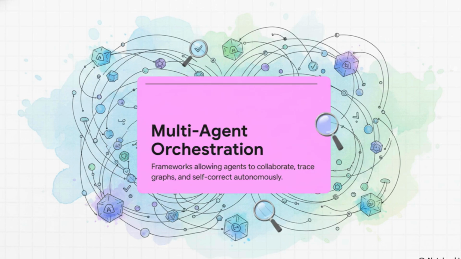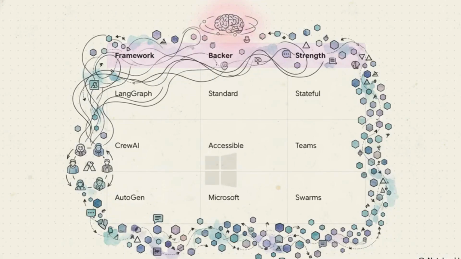Pretty wild, right? Let's see how this builds into specific real-world tools. First up is LangGraph. This is the leading standard right now for production-grade AI agent workflows. Its unique strength is its stateful design that lets agents collaborate and self-correct autonomously.